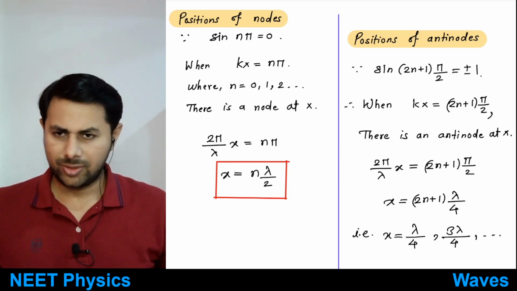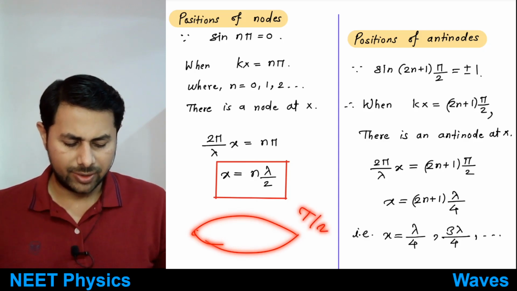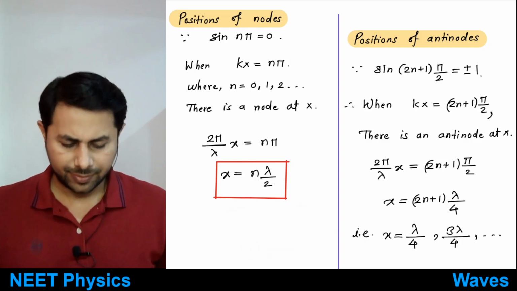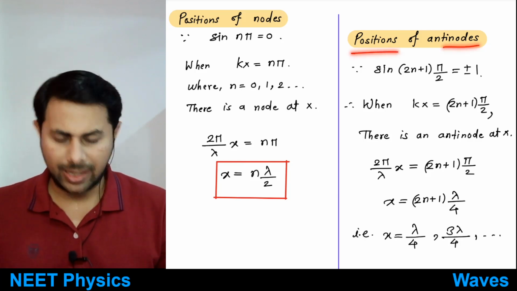Right? So what is the length of one loop? The length of one loop is equal to lambda by 2. Okay, so these are the positions of nodes. What would be the positions of antinodes?